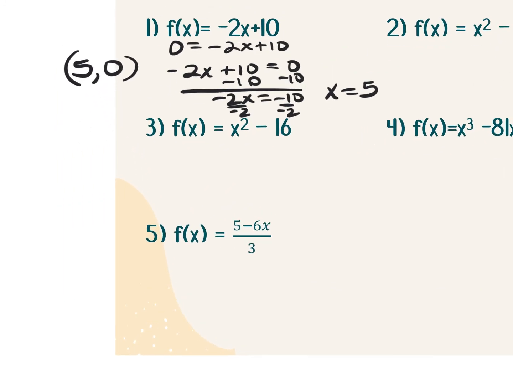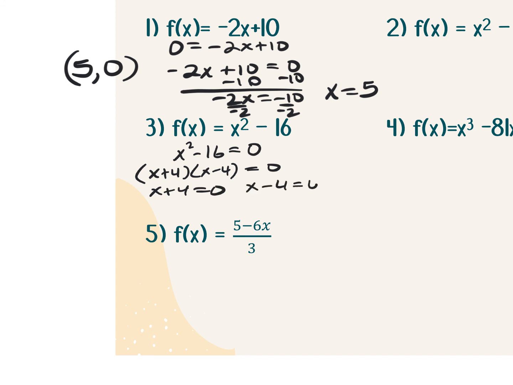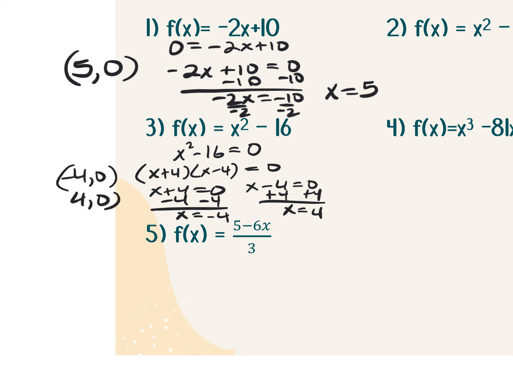Again, I'm going to set this equal to 0. Now, you could also use the square root method here, but I'll go ahead and factor it. x plus 4, x minus 4. And then set each of the factors equal to 0. Subtract 4. x equals negative 4. Add 4. x equals 4. So negative 4 comma 0 and positive 4 comma 0.